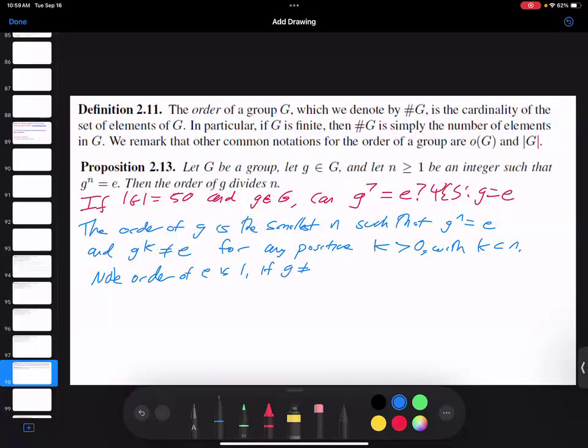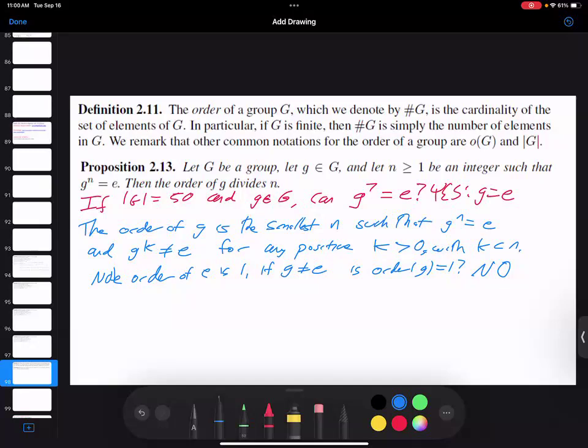If G does not equal E, is the order of G ever equal to 1? If G does not equal E, could G to the 1st power equal E? What do you think? G does not equal E. If the order of G is 1, that would mean G to the 1st equals E. So if I tell you G is not E, can G to the 1st equal E? No.